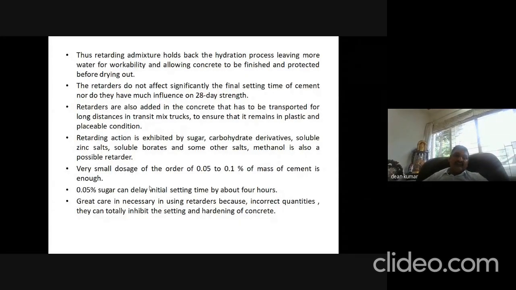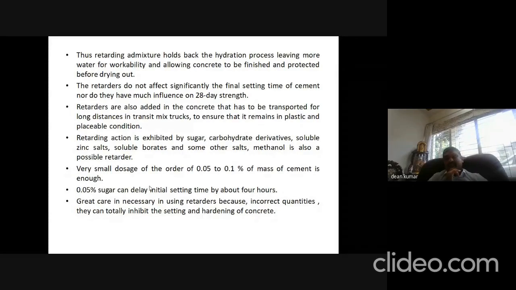0.05% sugar can delay initial setting time by about 4 hours. See, a very small amount of sugar, you are adding 0.05%, and it is delaying the initial setting time. Great care is necessary in using retarders. Please focus. Because incorrect quantities can totally inhibit the setting.